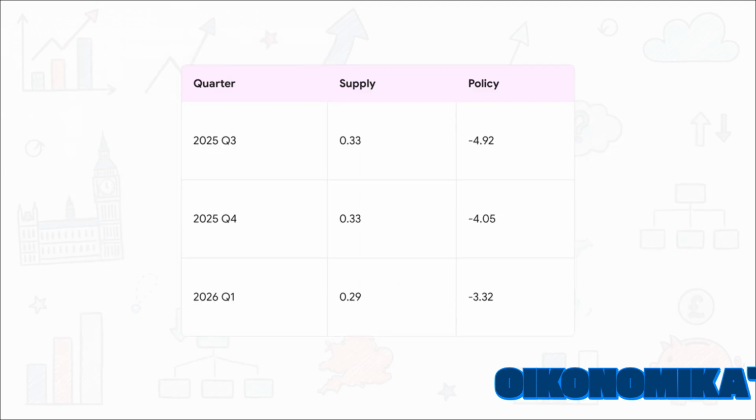Drilling down into the specific data for the most recent quarters leading up to early 2026, the model quantifies an environment that is totally dominated by two conflicting extremes. On one hand, we see persistent positive supply shocks staying strong right around 0.3. But then, look at the monetary policy shocks right next to them. They are aggressively negative, running from minus 4.9 down to minus 3.3. So the policy environment is just severely disjointed from the physical supply-side realities of the market.